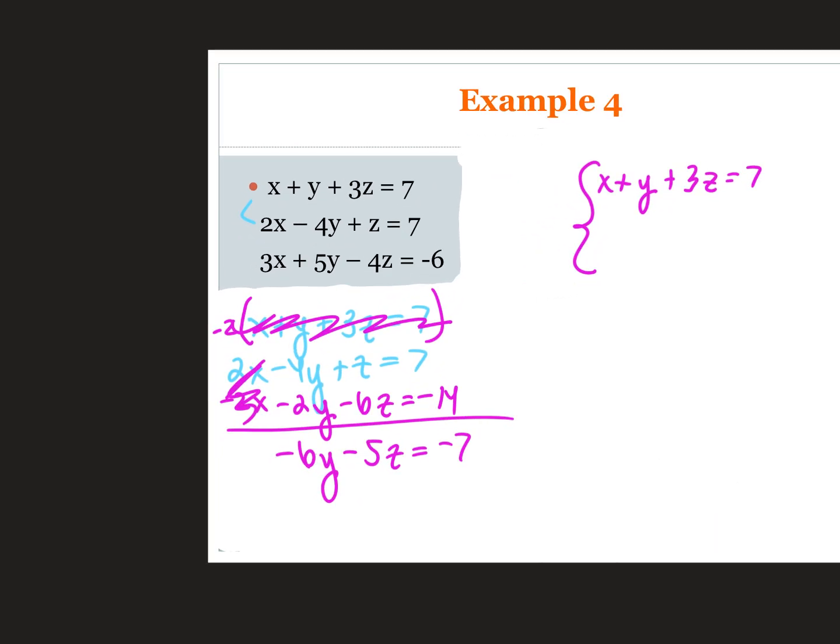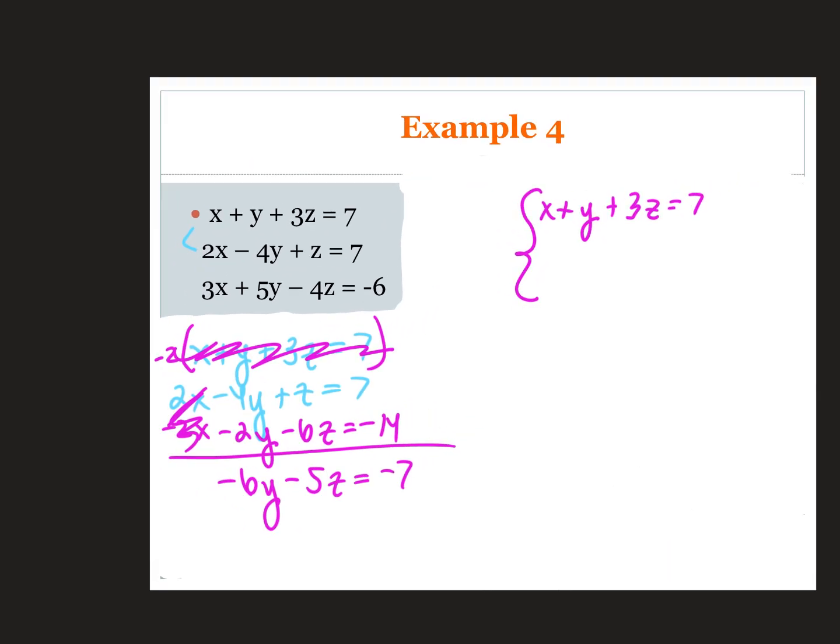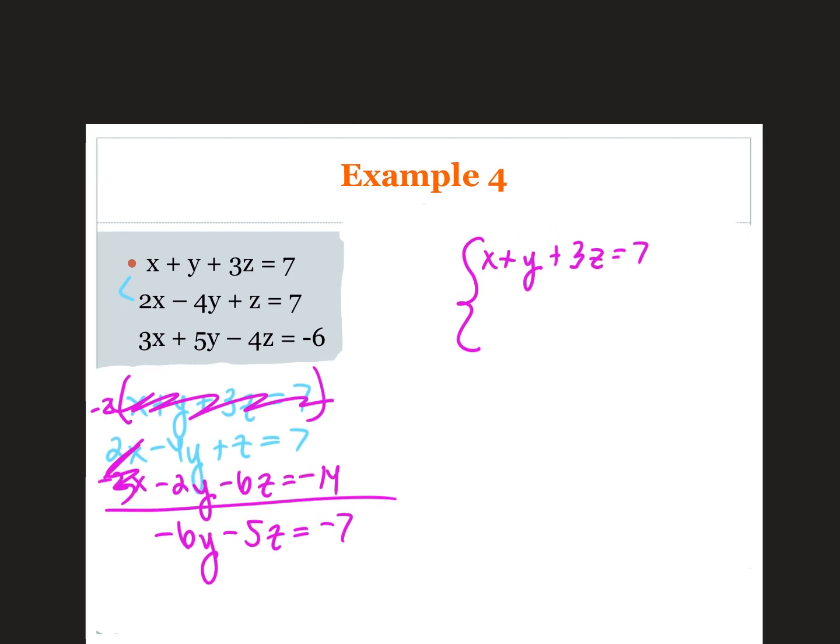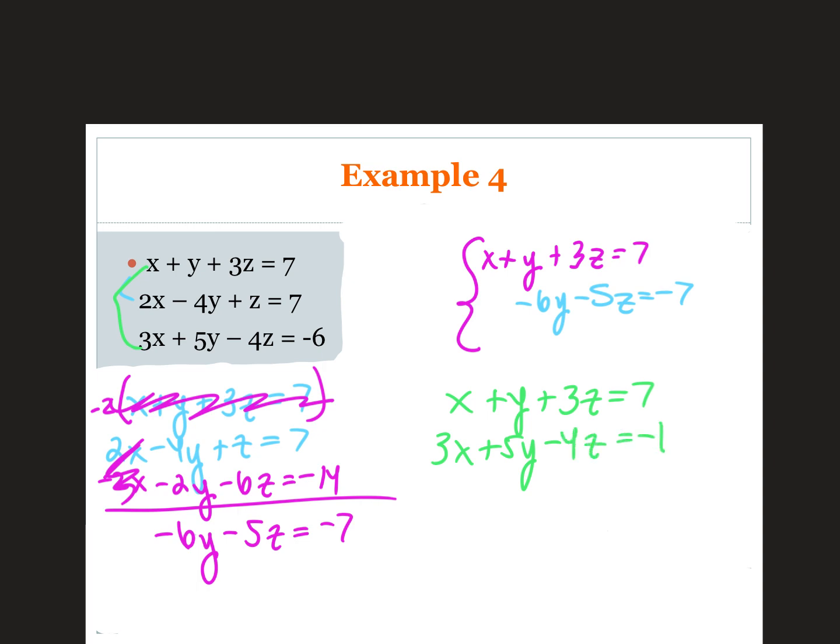So now I need to do the same thing after I rewrite this. This is what we were looking for. This is our second equation: negative 6y minus 5z equals negative 7. Now I take equations 1 and 3. I'm going to eliminate x's. x plus y plus 3z equals 7, and 3x plus 5y minus 4z equals negative 6.